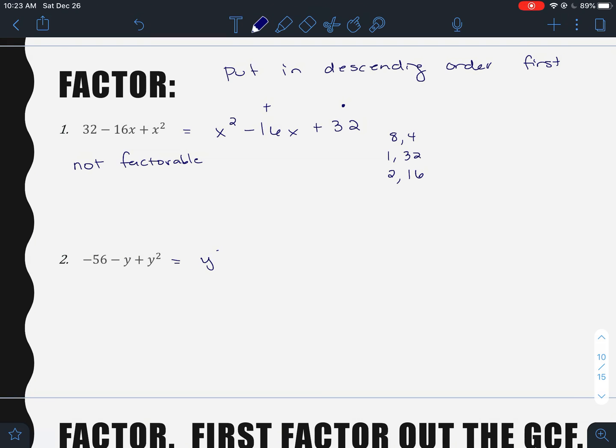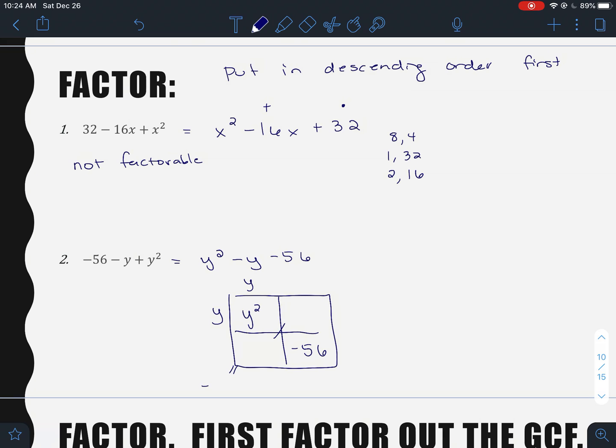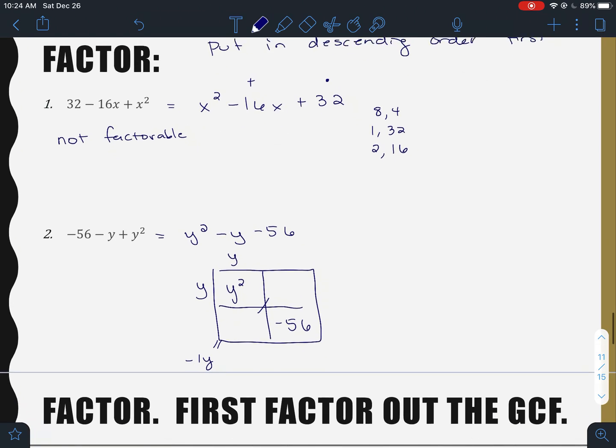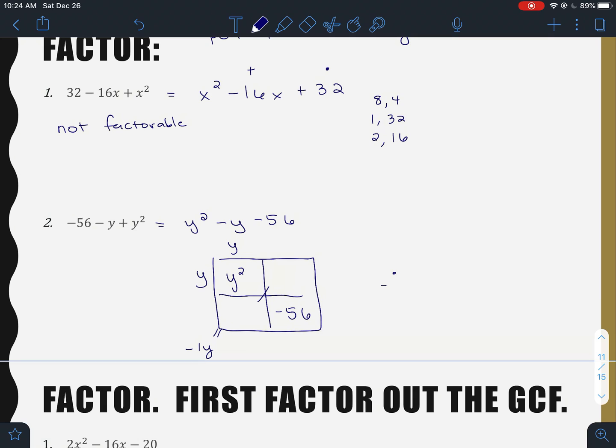And then we've got negative 56 minus y squared. So rewrite it first. y squared minus y minus 56. So we'll try the box method. So we know we need a y squared and a negative 56. So we want a y and a y. And then these two middle diagonals need to combine to negative 1y.